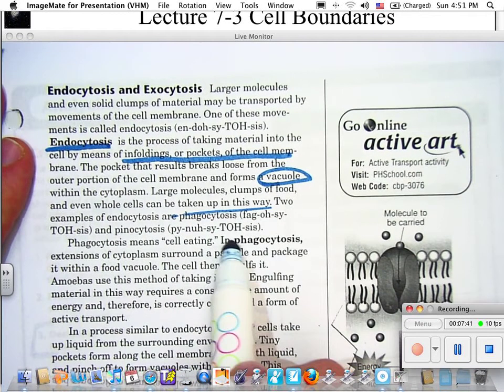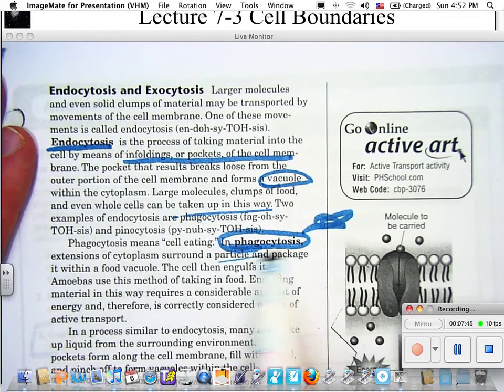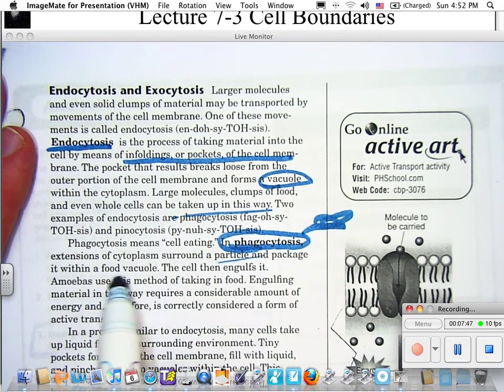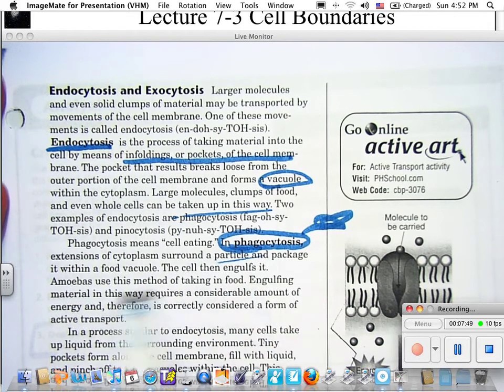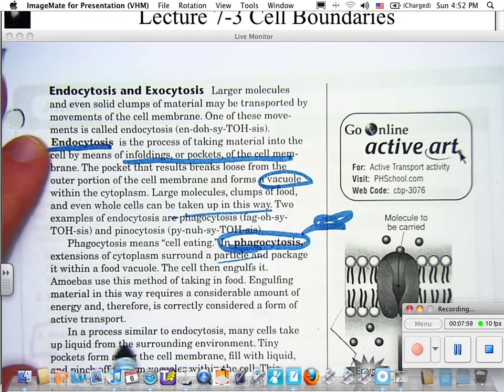Phagocytosis, meaning cell eating, vocab word. And quiz question: the cell extends around the particle and packages it within a food vacuole. The cell then engulfs it. Amoebas use this method to take in food. Engulfing material in this way requires a considerable amount of energy and therefore is correctly considered a form of active transport.